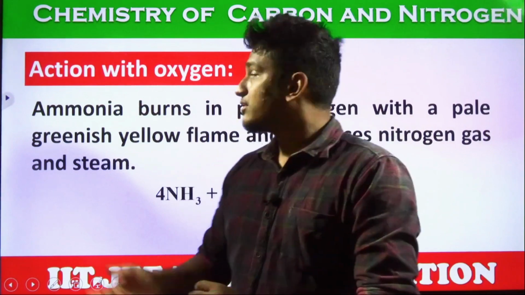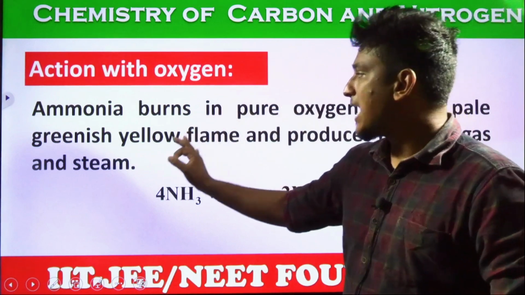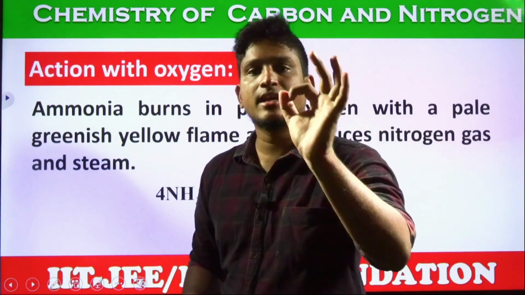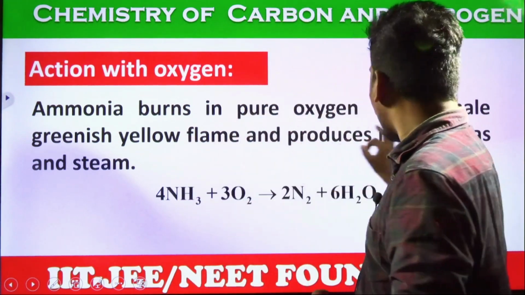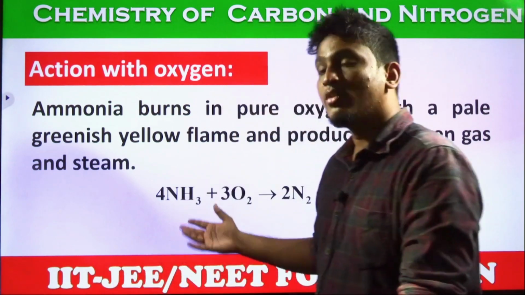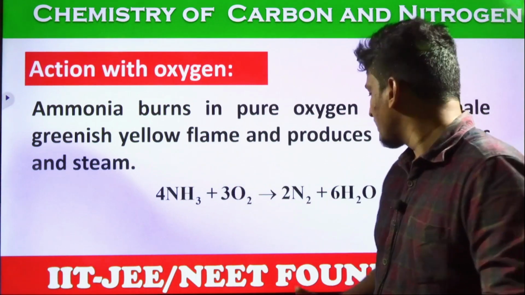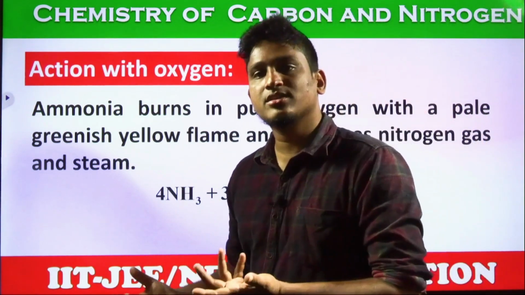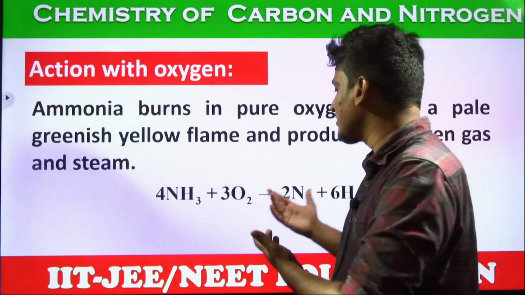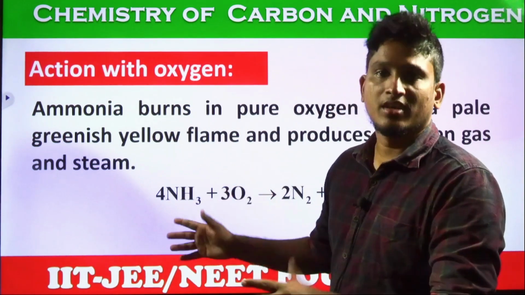Action with oxygen. Ammonia in the presence of pure oxygen burns with a pale greenish yellow flame, students. The colors are very important from the exam point of view. Pale greenish yellow flame, and it produces nitrogen gas as well as steam. Steam means H2O, at very high temperature. Because we are heating it to a very high temperature, NH3 plus 3O2 gives rise to 2N2 plus 6H2O. This reaction is also mentioned in the synthesis of nitrogen gas. So we can synthesize ammonia from nitrogen gas, and we can synthesize nitrogen gas from ammonia also.